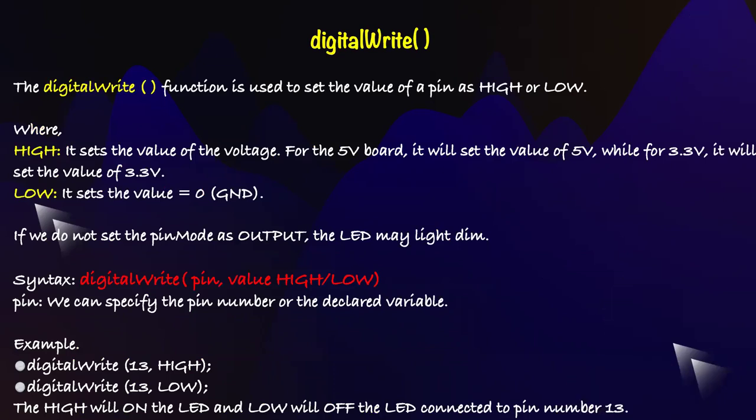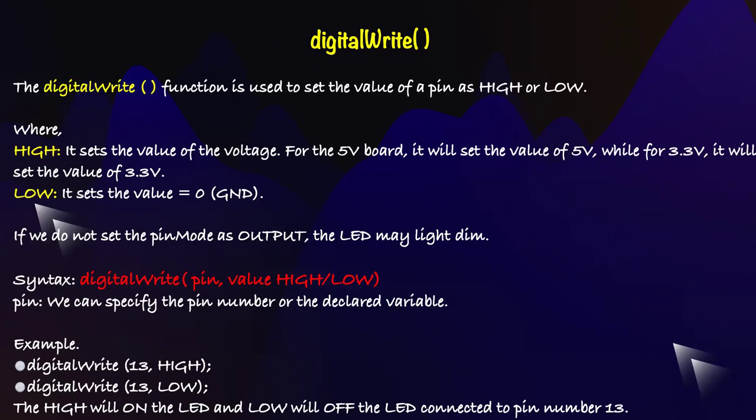Next. Now here comes the digital write. As you have seen in the previous example also, where digital write is used. The digital write function is used to set the value of a pin as high or low, right? What does that mean? Basically, if you want to assign a digital value, I mean either on or off, if you want to switch it on, you write high. If you want to switch it off, you write low. This is how the digital pin values are controlled by using digital write.